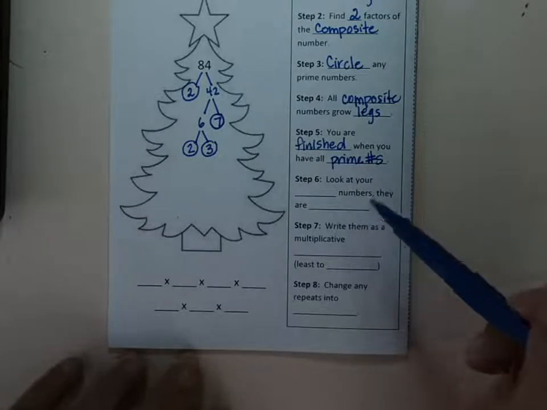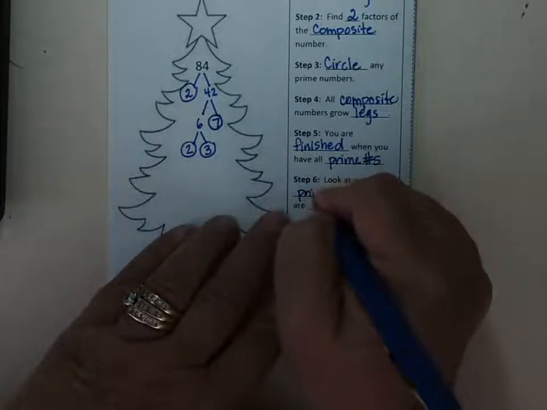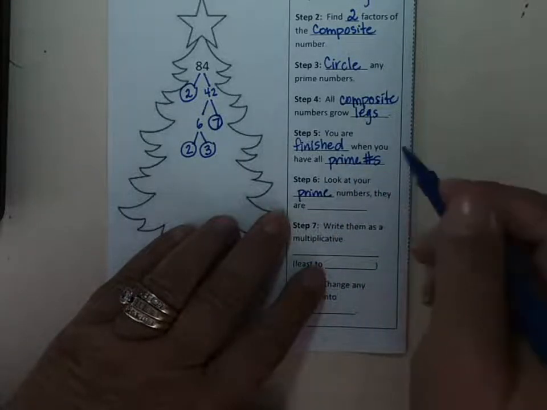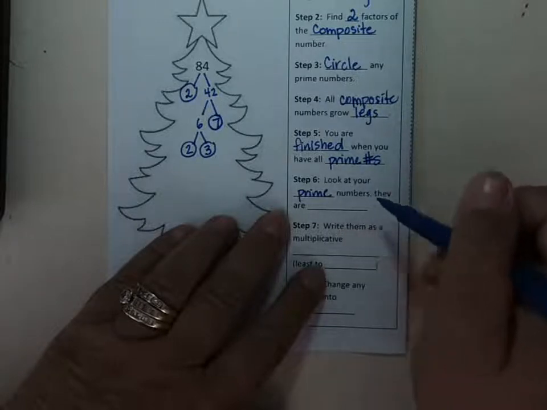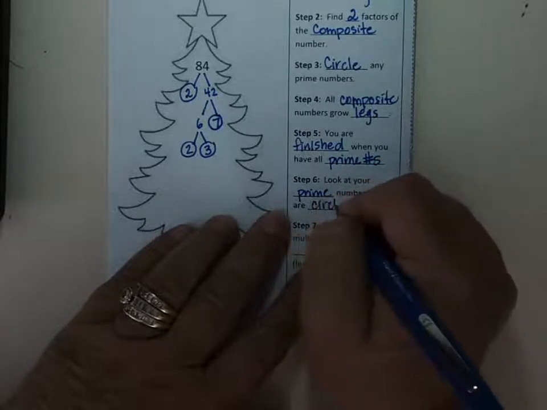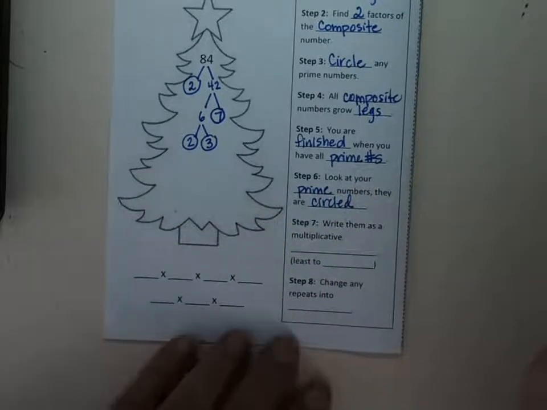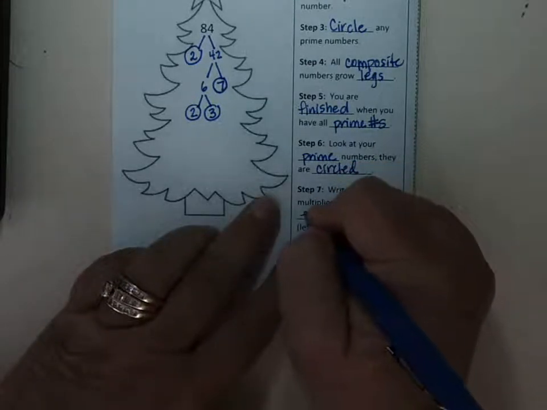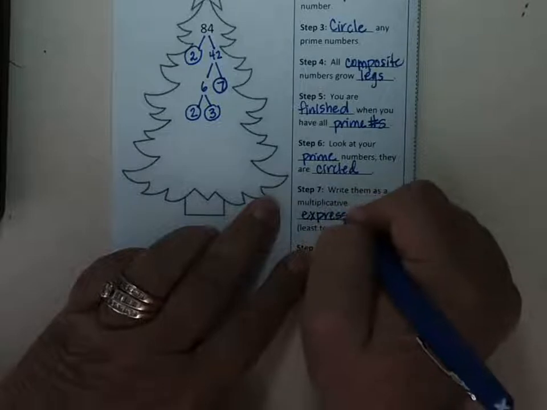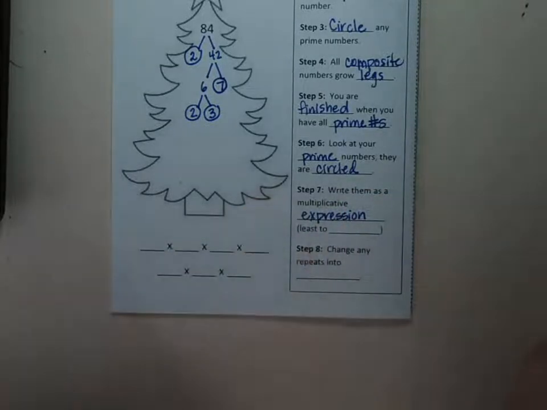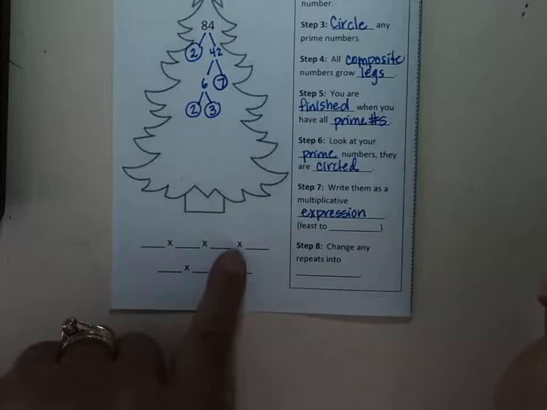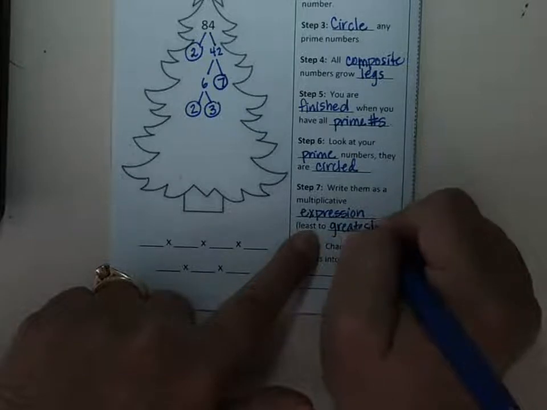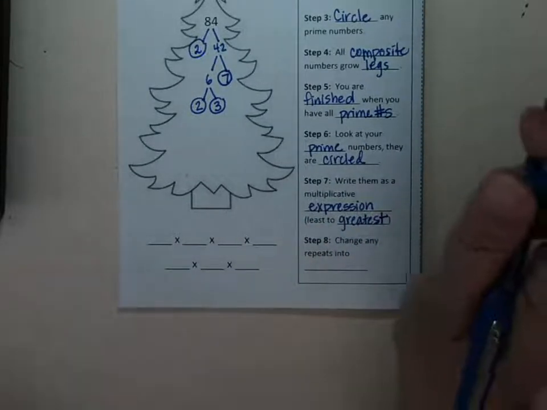Okay, so look at your prime numbers. That's step 6. Look at your prime numbers. Probably should say look at your circled numbers, they are prime, but I'm going to say look at your prime numbers, they are circled. It'll work. All right. And then we're going to write them as a multiplicative expression. What we're going to do is write them in order as a multiplication sentence. Okay? And the key is to do it least to greatest.